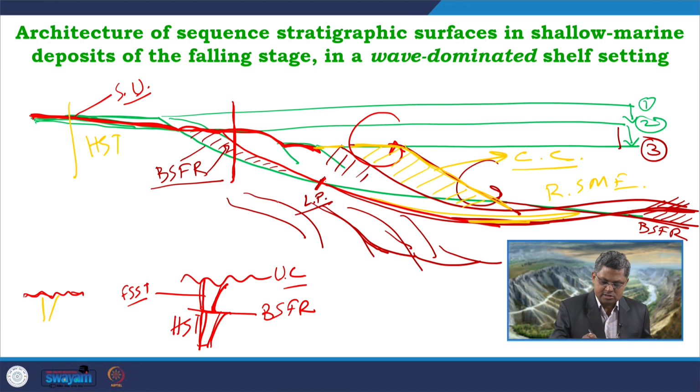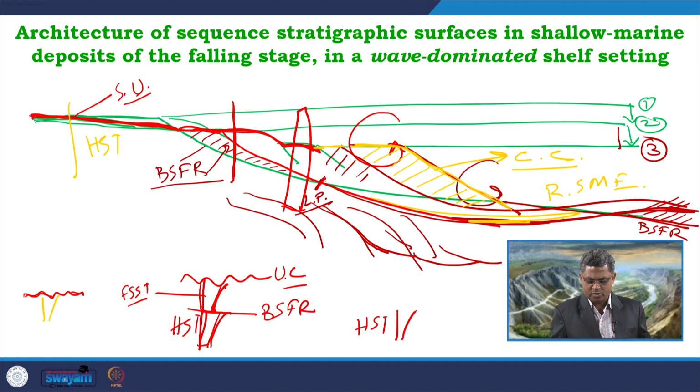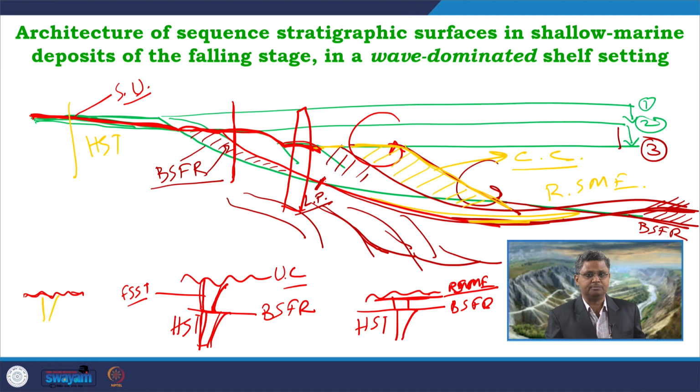If we are making a log somewhere here in this part, what we are getting over here is again a similar kind of HST, which is a coarsening upward package, followed by a conformable surface, which is the BSFR surface. Above that we are getting a very small package of falling stage, and that is overlain by a new erosional surface, which is the RSME surface. Now, this RSME surface is actually coinciding with this final erosion, so it is overlapped by the unconformity.